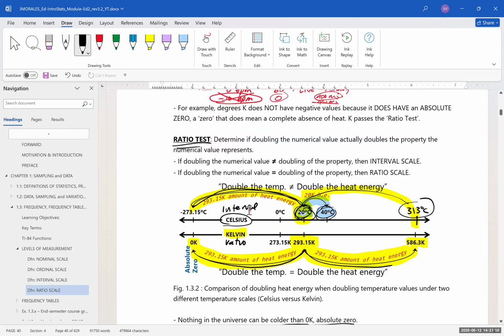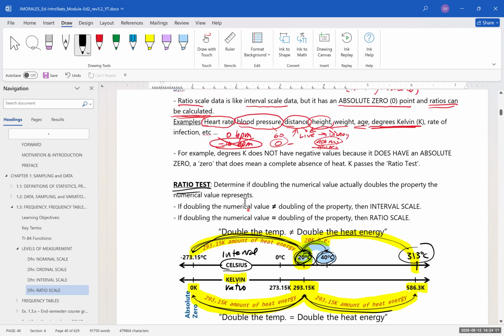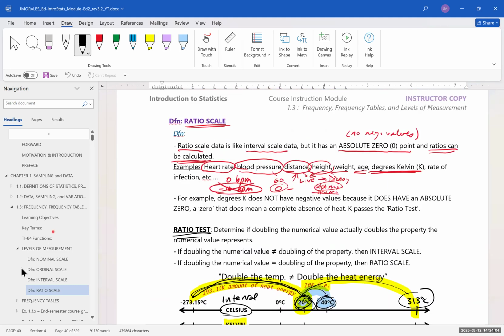Okay, so that's an example of the ratio scale. Let me know if you have any questions.